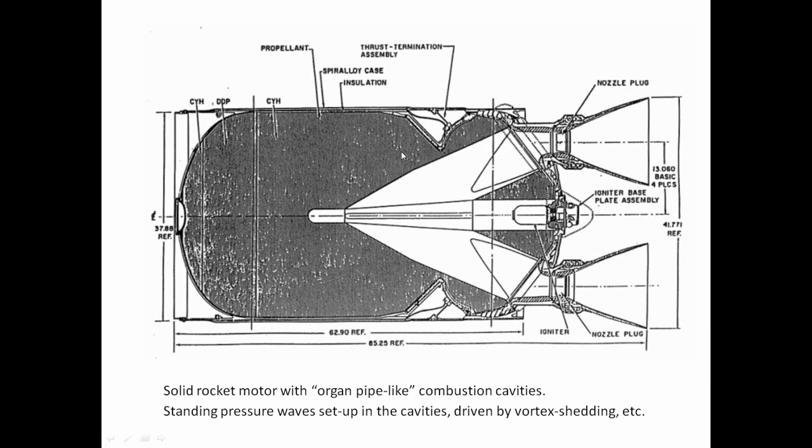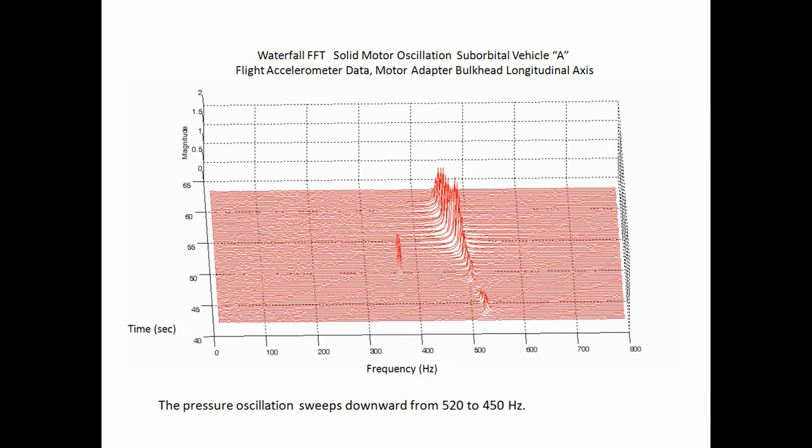So we need to understand the amplitudes and frequencies of these thrust oscillations that occur, if they do occur, so our avionics can be designed and tested accordingly. This is a suborbital launch vehicle, unmanned. This is a Waterfall FFT for a vehicle that had the motor on the previous slide. Again, we have magnitude, which is proportional to acceleration, time in seconds and frequency in hertz. This was a motor adapter bulkhead that was forward of the motor, and this is the longitudinal axis.